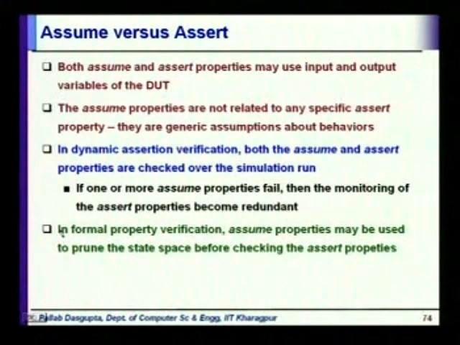Now, what happens in formal property verification? In formal property verification, if we do not have assumptions, we will create the state space of the design under test. In other words, we will create the state machine of the design under test and then check whether the property holds on that state machine. Right. Now, where is the assumption coming in here?